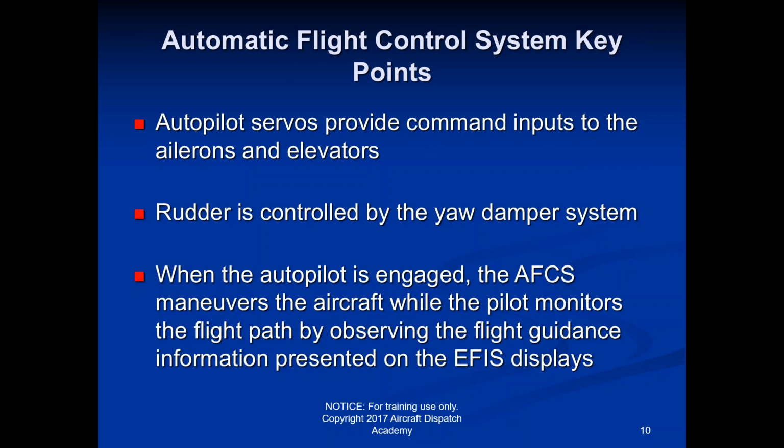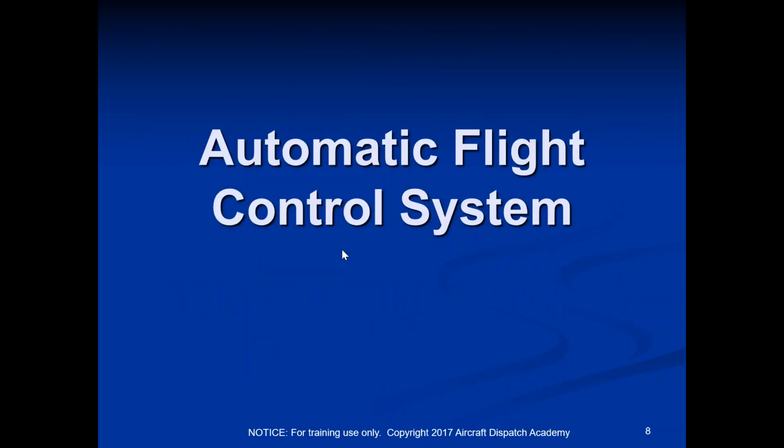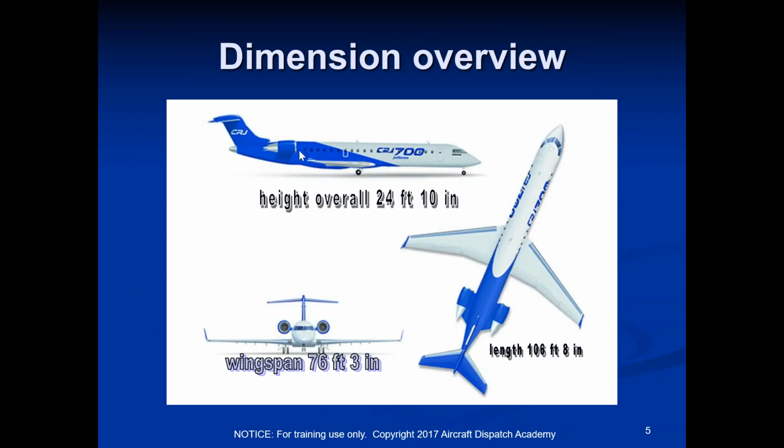The rudder is controlled by the yaw damper system. Going back to the ailerons, they are out here on the outer edge, right here and right here. That's what makes the plane turn left and right. The elevators are right here and right here, and those also go up and down, and that's your pitch angle, nose up, nose down. Your rudder is this section of the tail right here, and this will turn left and right.